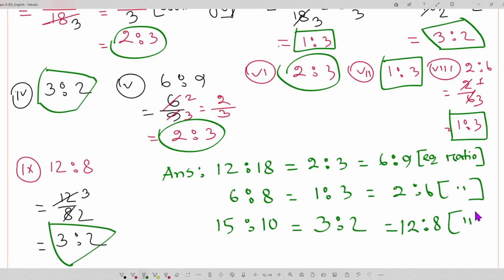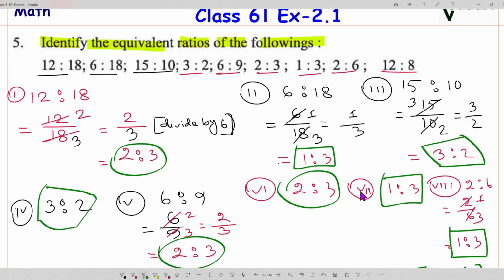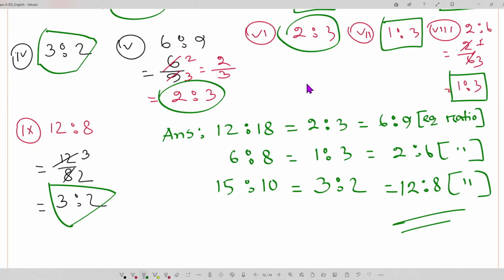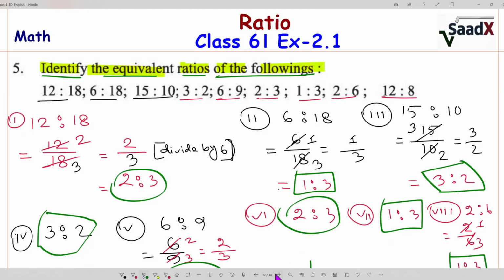All are equivalent ratios. Look, a very easy way we are finding which ratios are equivalent. Okay, so our question was identify the equivalent ratios of the following. So these ratios are equivalent. Okay, so very easy and it's very important, so be careful about this one.